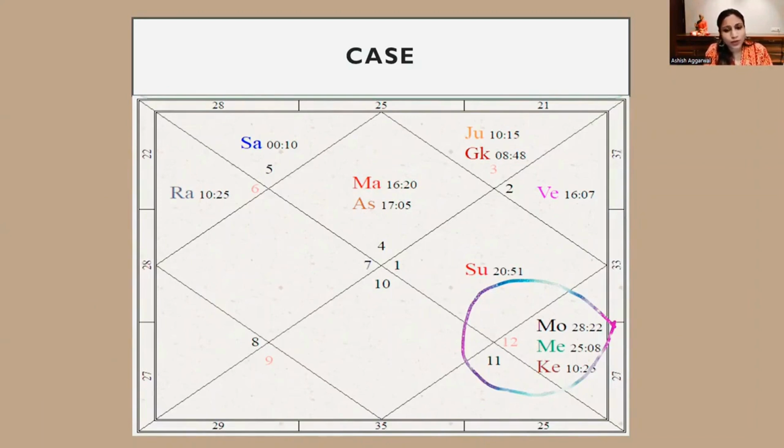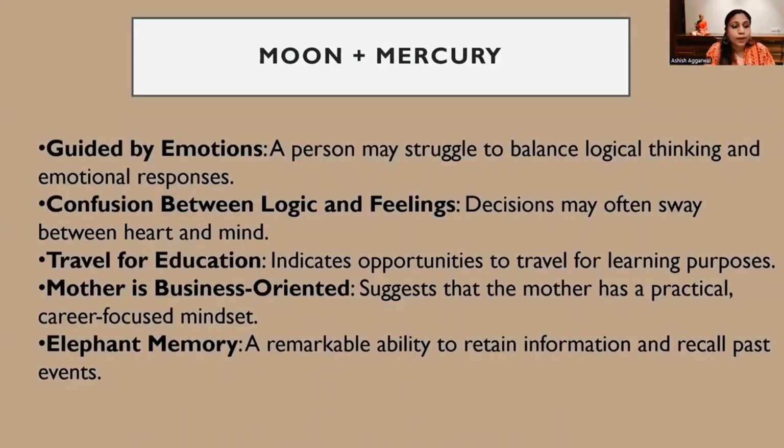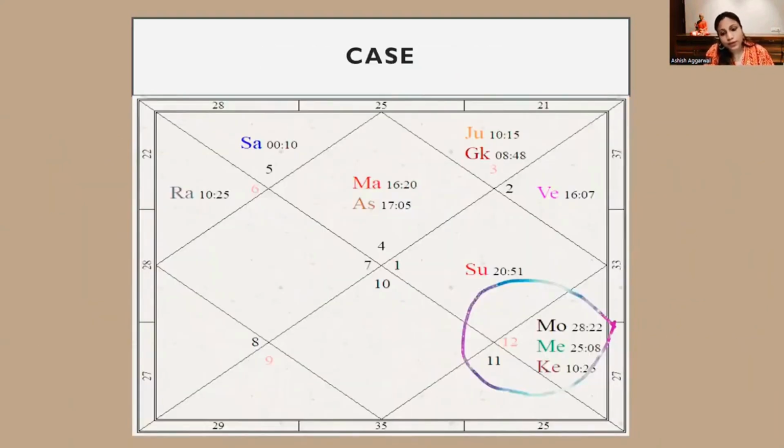The moon, a watery planet, is in a water sign, and Mercury, an earth element, is in a watery sign, causing discomfort. Ketu's influence makes Mercury's logic unclear, guiding emotions over. If there's a strong Mercury link, emotions guide you. Moon and Mercury together cause a struggle between logic and emotion.